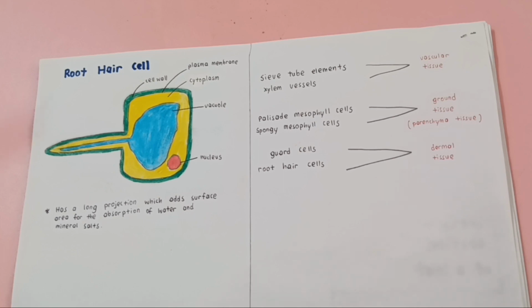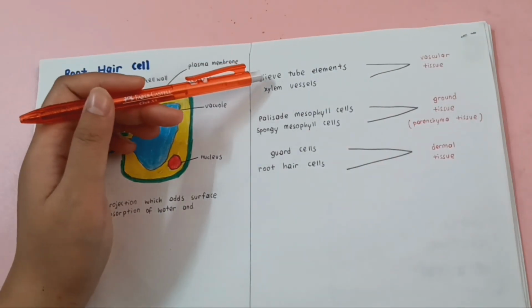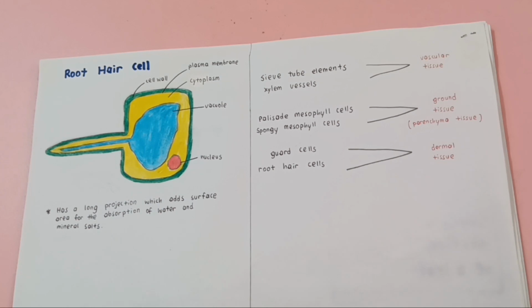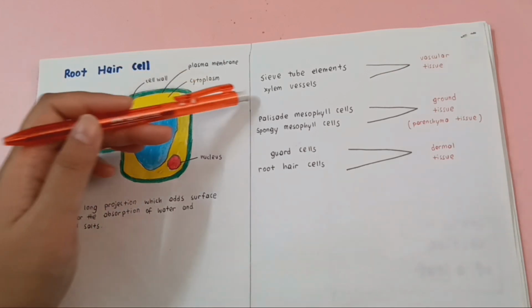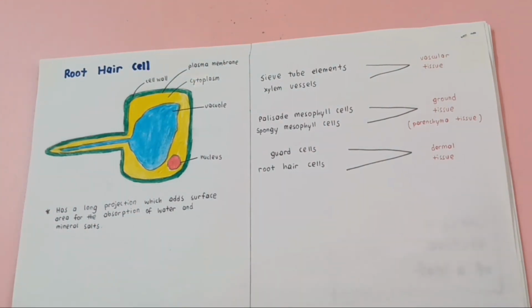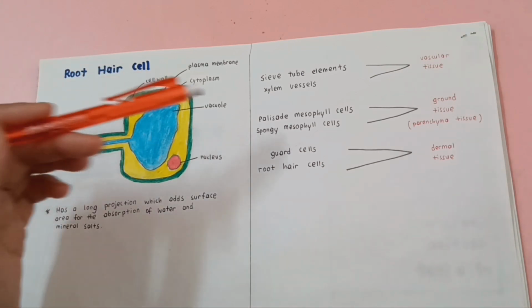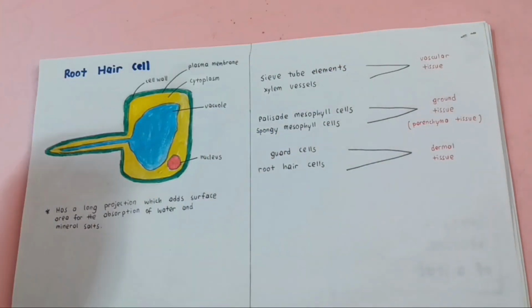So in this lesson we have learned about the sieve element, which is responsible for the transport of food from the leaf to other parts of the plant, and the xylem vessel, which is responsible for the transport of water and mineral salt from the soil to other parts of the plant. They are actually a kind of vascular tissue. About plant tissue, I will be explaining in the next lesson.